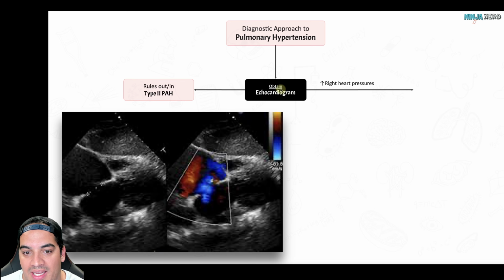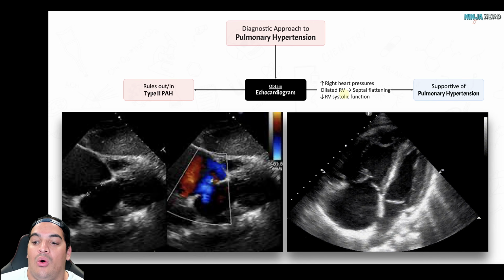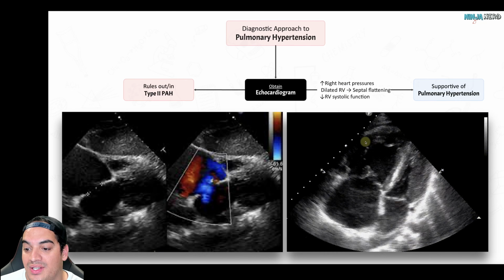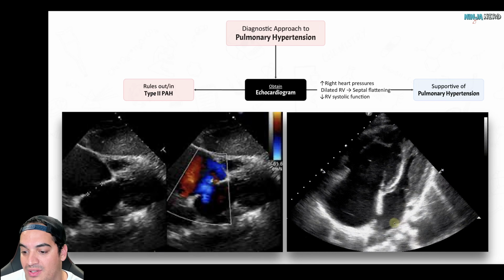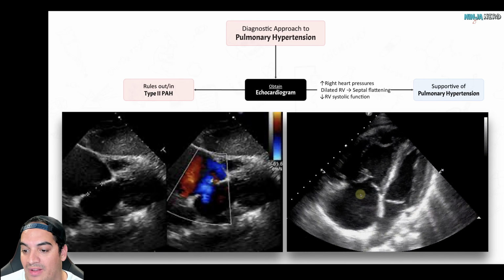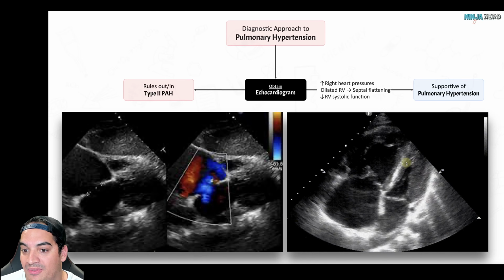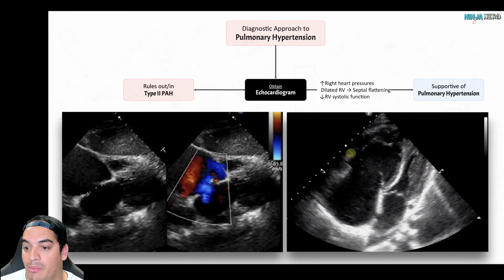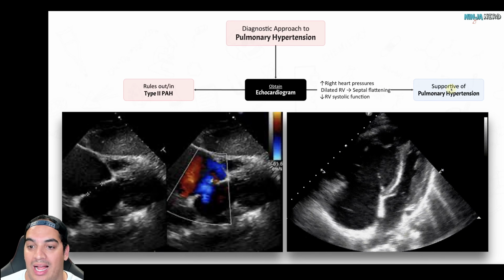But the other thing it would tell me is that I'd be able to get a look at the right heart and see what's going on with the right heart pressures. Are the right heart pressures really, really high? Is there a dilated right ventricle that's causing the septum to become flat because I can't get blood out of the right ventricle because the pulmonary pressure is so high, right? Or is there a reduction in the right ventricular systolic function? Look, this is the left ventricle here. Here's the left atrium. Here's the right atrium. Here's the right ventricle. Look how huge this right atrium and right ventricle is. It's dilated, the septum's flat, and their systolic function is garbage. This is really supportive of pulmonary hypertension.